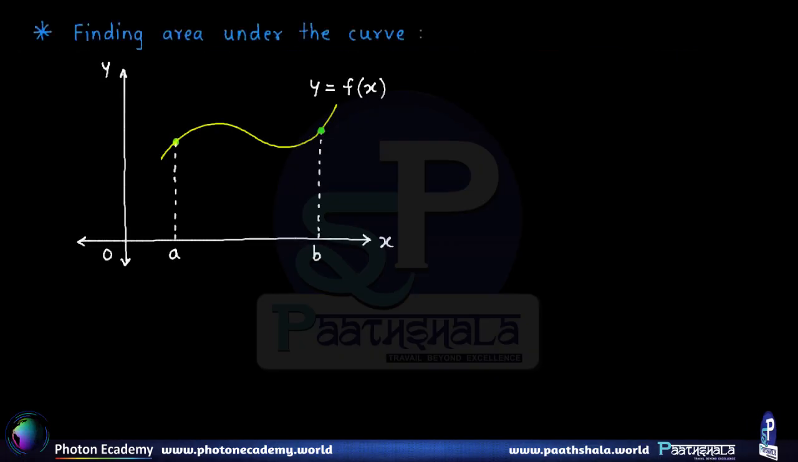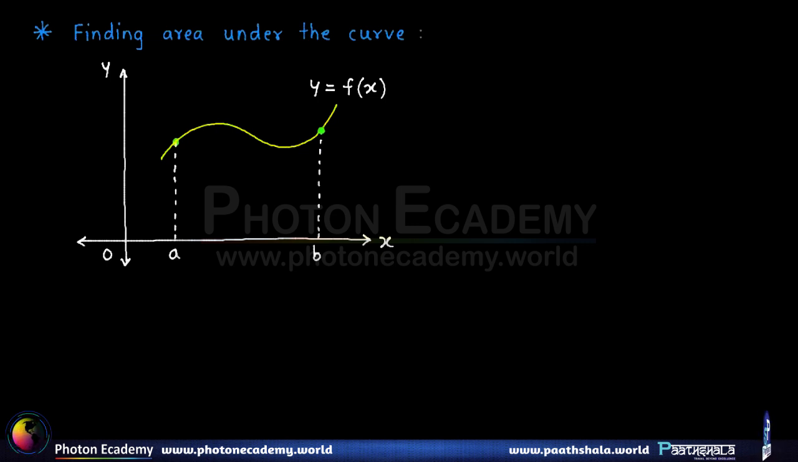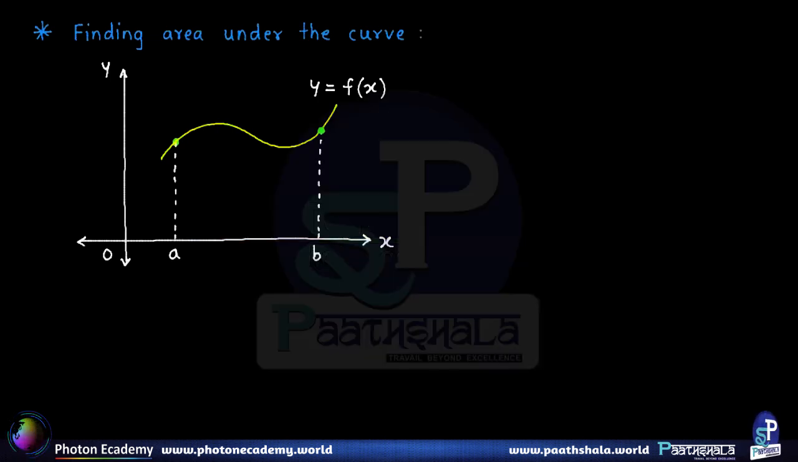Now let us revisit the process of finding an area under a given curve with the help of definite integrals. As we had seen in the beginning, the geometrical meaning of a definite integral is that it gives the area under a specific curve between the two given limits of the variable. For example, let us see one curve given here of some function, say y is equal to f of x.